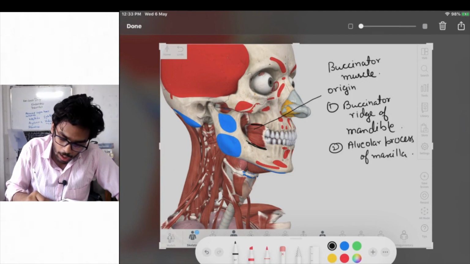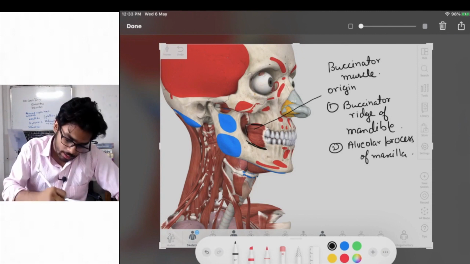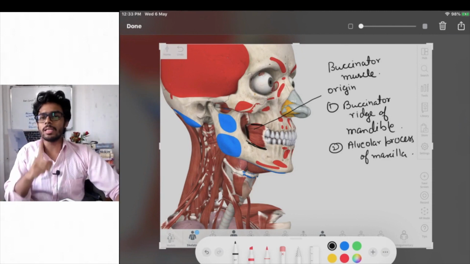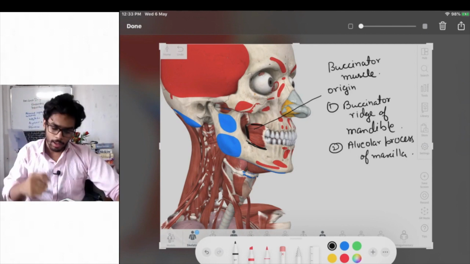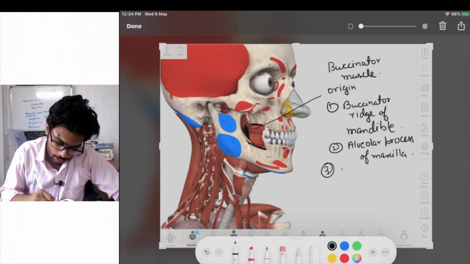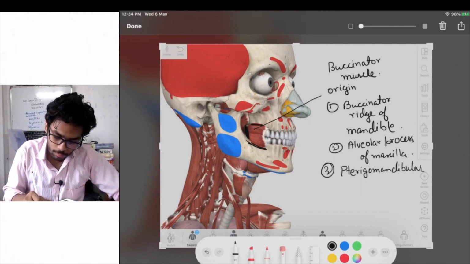And here you have one raphe. When you open your mouth, you can see on both sides you have a raphe. This is known as the pterygomandibular raphe. The third origin is the pterygomandibular raphe. A raphe is a collection of connective tissue.